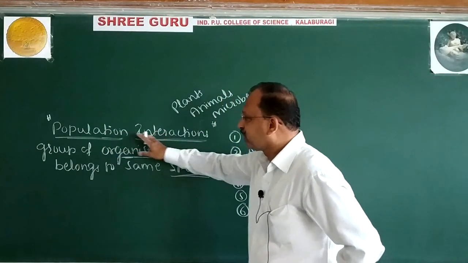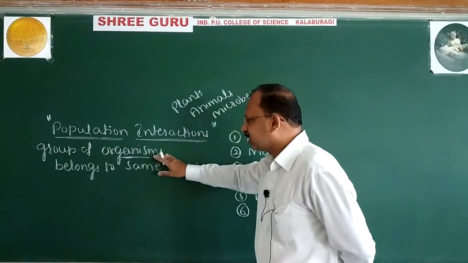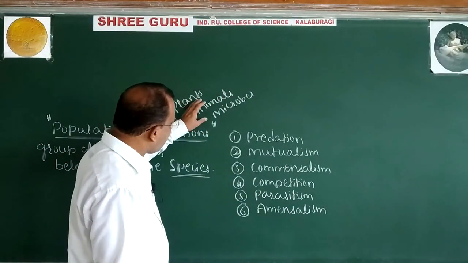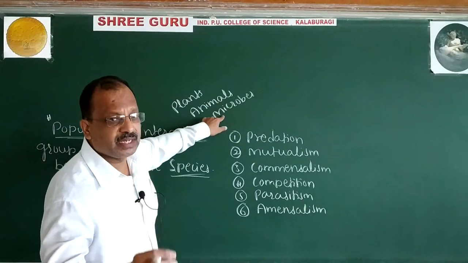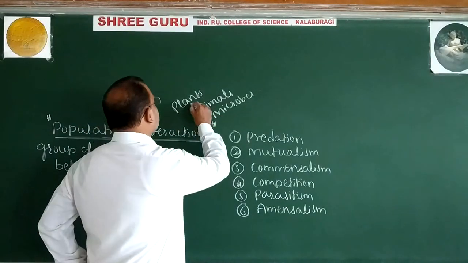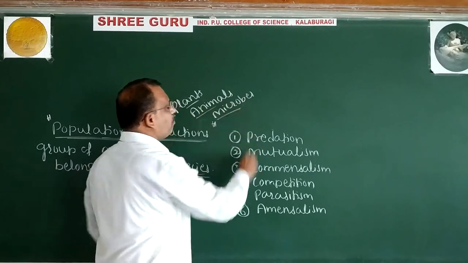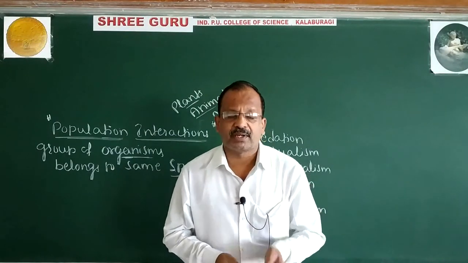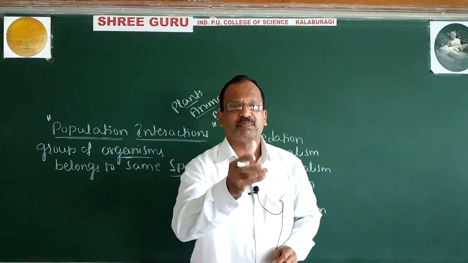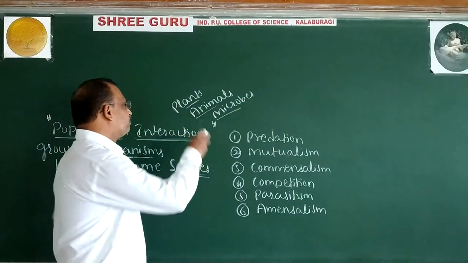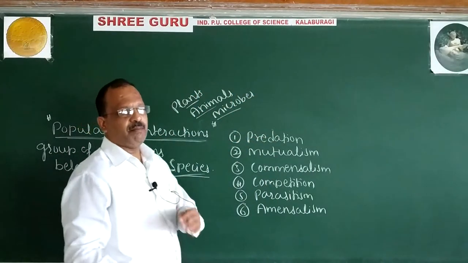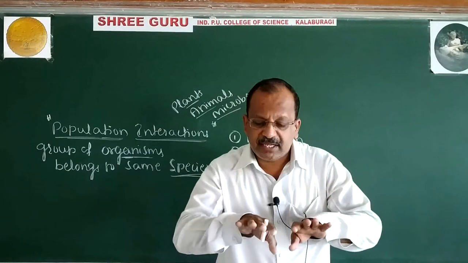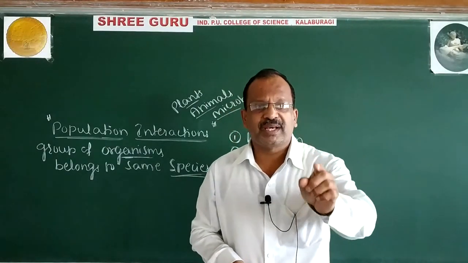Population interaction. A population is a group of organisms belonging to the same species. In nature, plants, animals and microbes cannot live in isolation. They interact with each other in various ways to form a biological community.